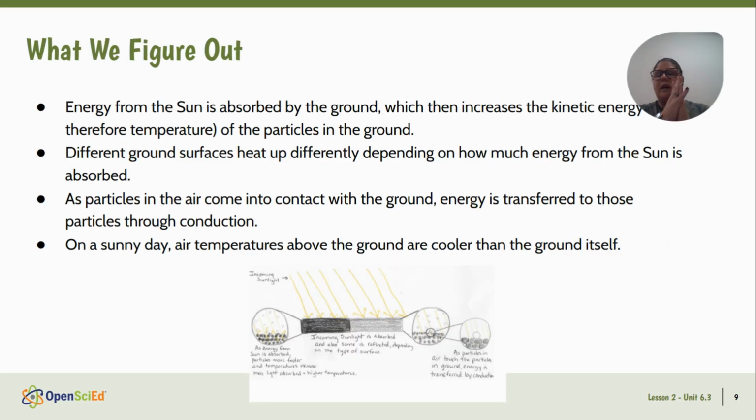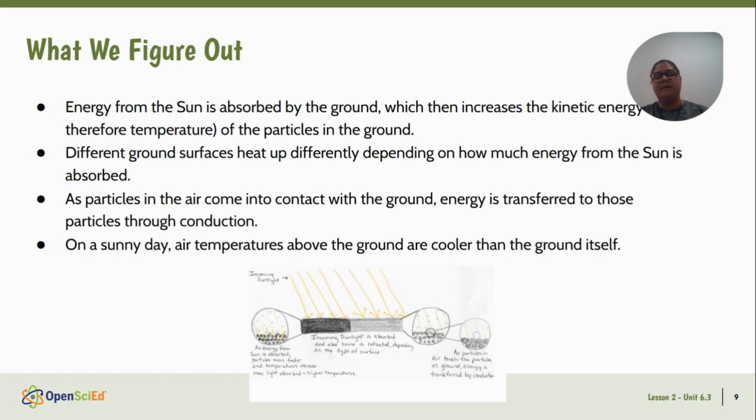So putting it all together, what we figure out is that the energy from the sun is absorbed by the ground, which then increases kinetic energy and therefore temperature of the particles in the ground. Different ground surfaces heat up differently depending on how much energy from the sun is absorbed, which could be impacted by type of material, color, those kinds of things.